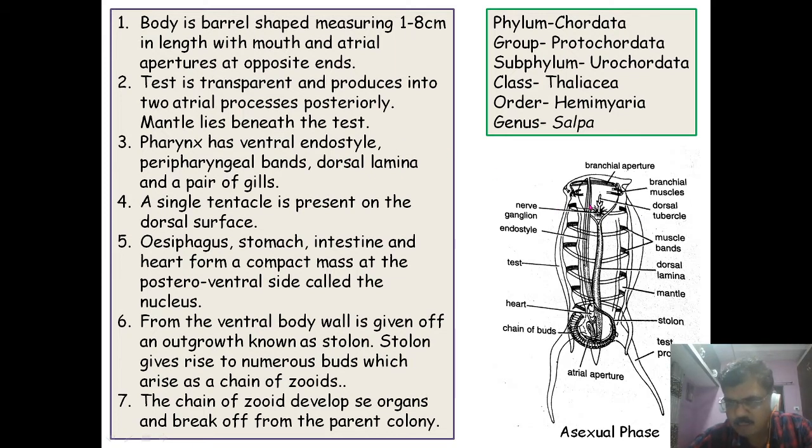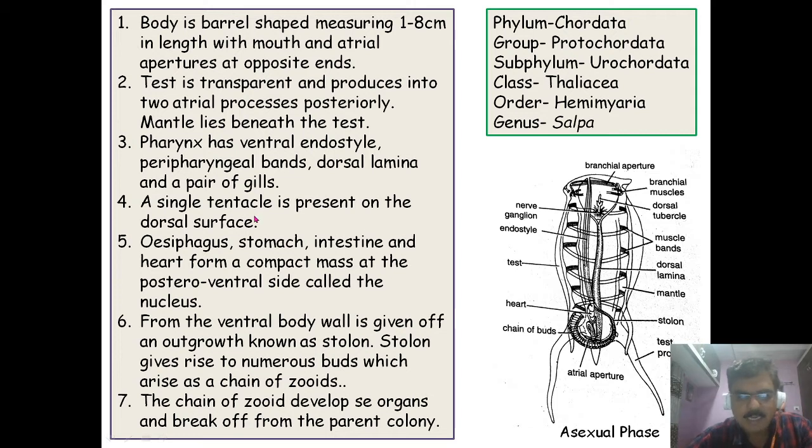The pharynx has the endostyle, which is in the ventral position, and this endostyle is comparable to the thyroid gland of the vertebrates. Then the pharyngeal bands, dorsal lamina and pair of gills are present. This is a dorsal lamina, then this is an endostyle, then a pair of gills, all peripharyngeal bands. These are present in the pharyngeal region.